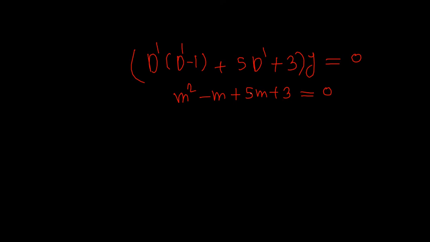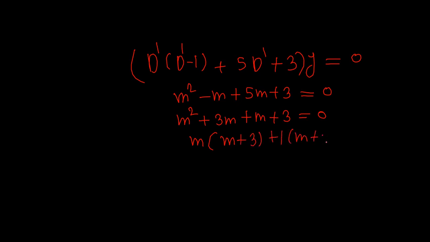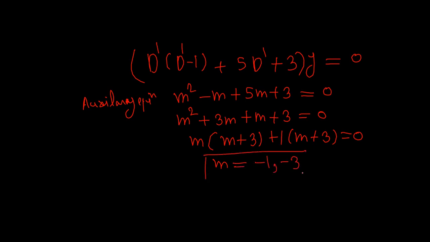So from here you will get m squared plus 4m plus 3, and 4m you can write as 3m plus m. I am writing this as m squared plus 3m plus m plus 3. Take m common, you will get m plus 3 into m plus 1 is equal to 0. So this is the auxiliary equation, and we will use it to find out the roots. So m will be equal to minus 1, minus 3.